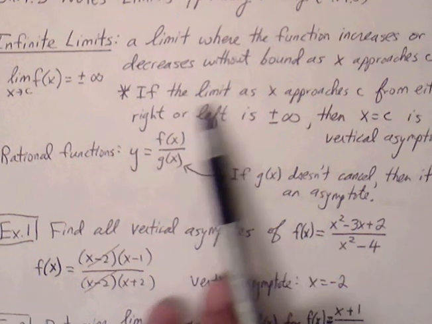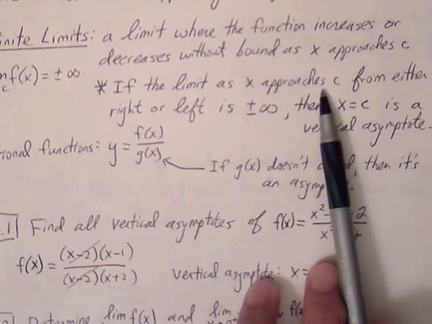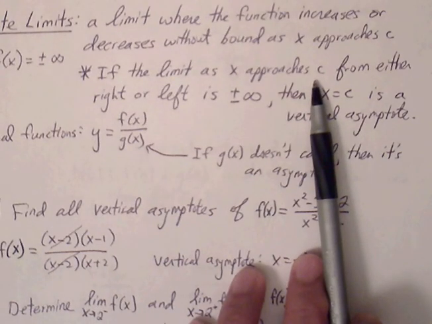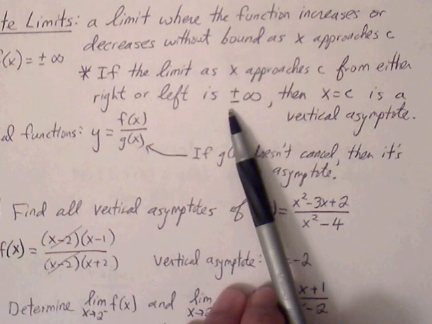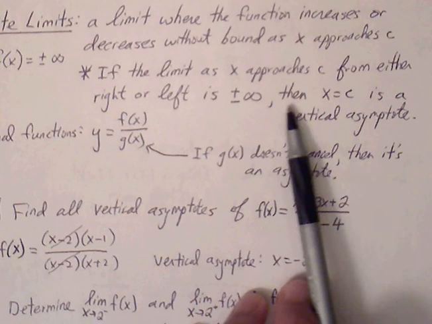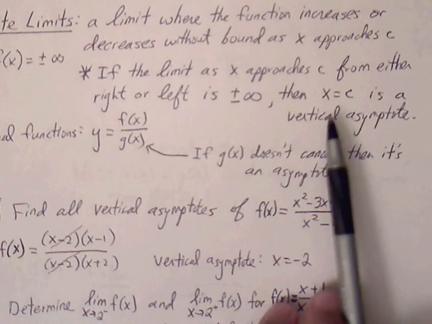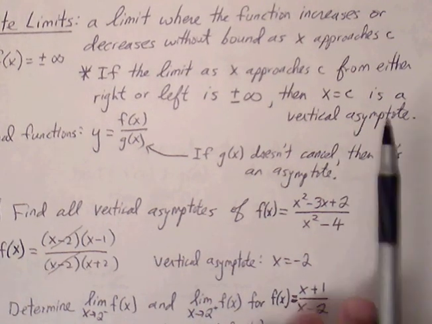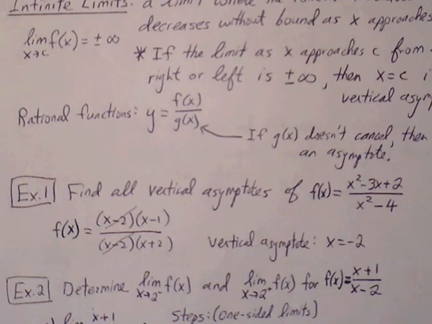So if the limit as x approaches a specific c value from either the left or right side is positive or negative infinity, then we know that our graph at x equals c will have a vertical asymptote. Okay.